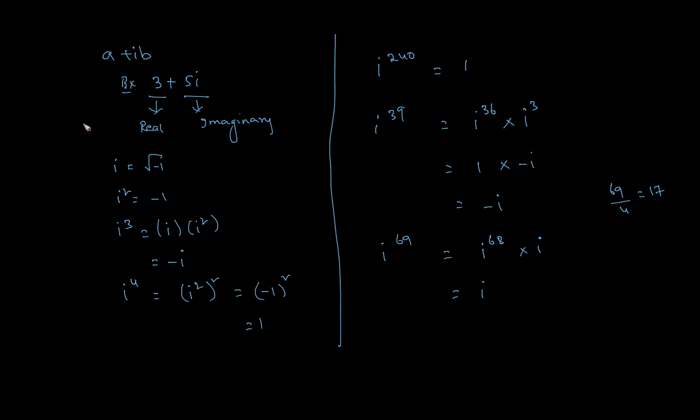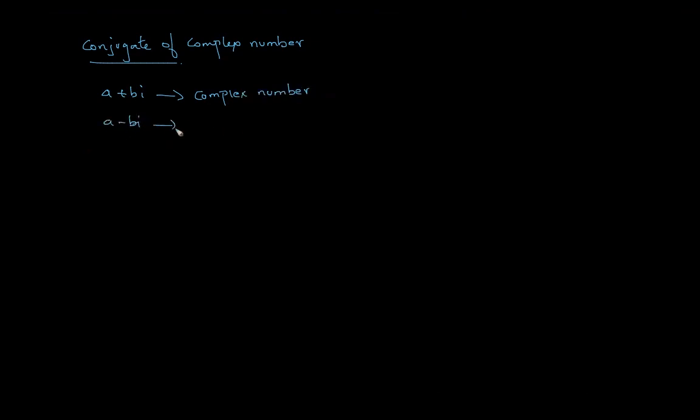Right. Next we see the conjugate of a complex number. First of all, what is a complex number? a plus bi. This is a complex number. What is the conjugate of a complex number? a minus bi. That's all. This is the conjugate of a complex number.